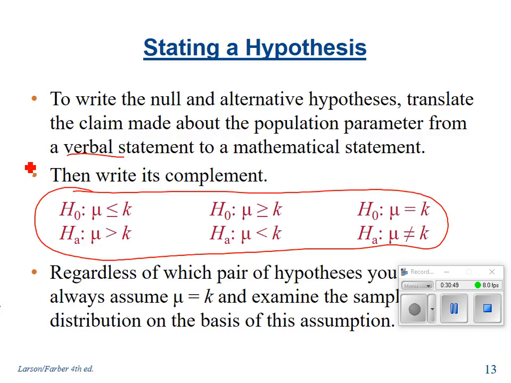Regardless of which pair of hypotheses you use, always assume that mu equals k. So what they're saying there is, when you're looking at it, assume that mu is in that range. So if it's like this, the mu's in here.